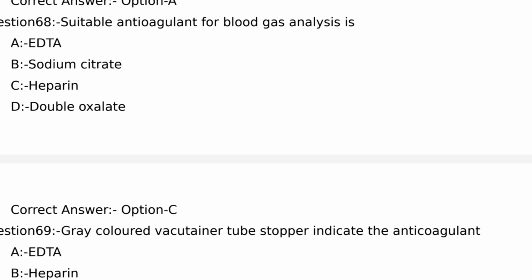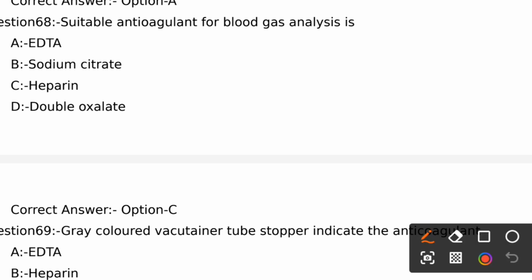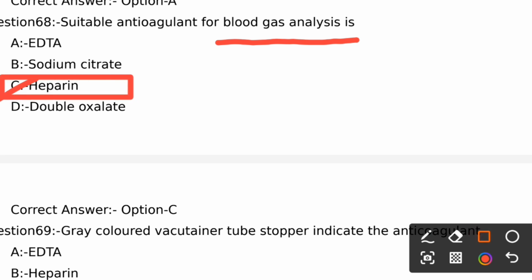Next question. Suitable anticoagulant for blood gas analysis. Option A, EDTA. Option B, sodium citrate. Option C, heparin. Option D, double oxalate. The right answer is option C, heparin. Heparin is the suitable anticoagulant for blood gas analysis.